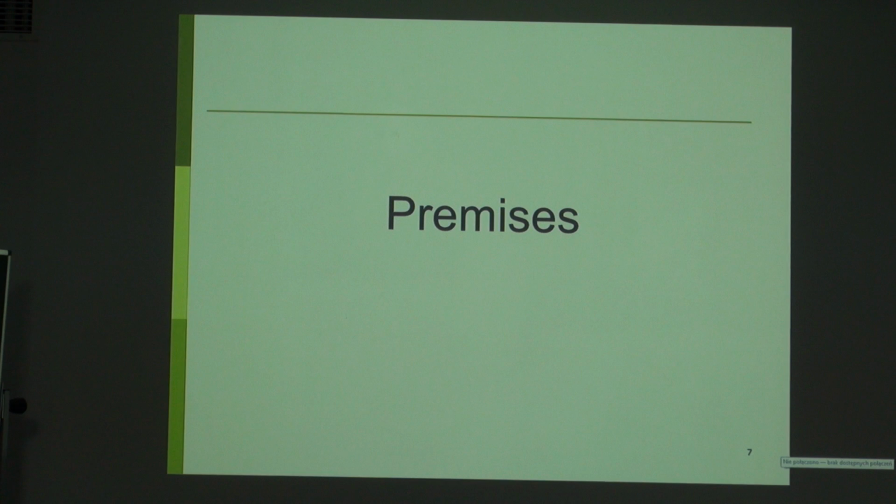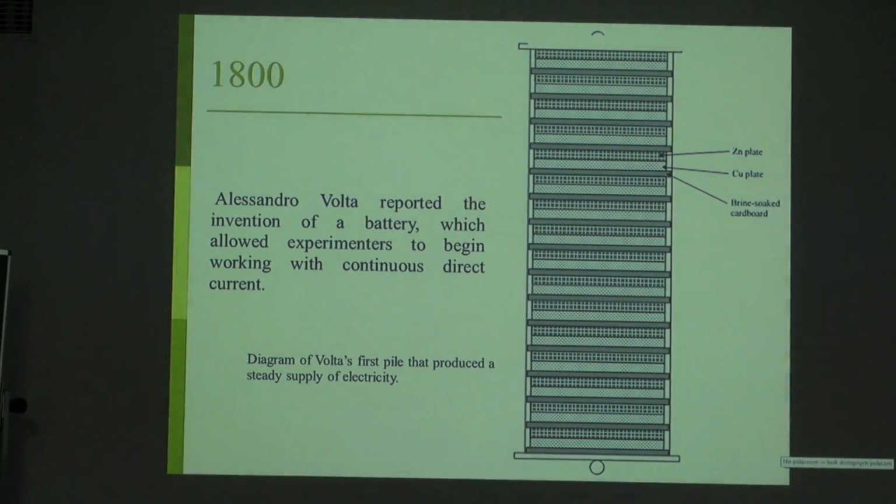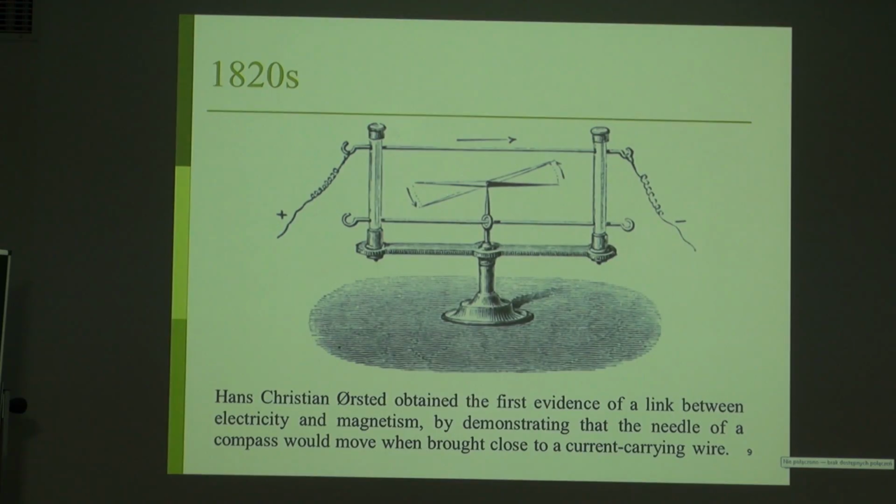So, premises. We can start our clock from 1800, when the physicist Alessandro Volta reported the invention of the battery, which allowed experimenters to begin working with continuous direct current, which is very important for this topic. Some 20 years later, there was Hans Christian Ørsted's experiment, who obtained the first evidence of a link between electricity and magnetism, by demonstrating that the needle of a compass would move when brought close to a current-carrying wire.